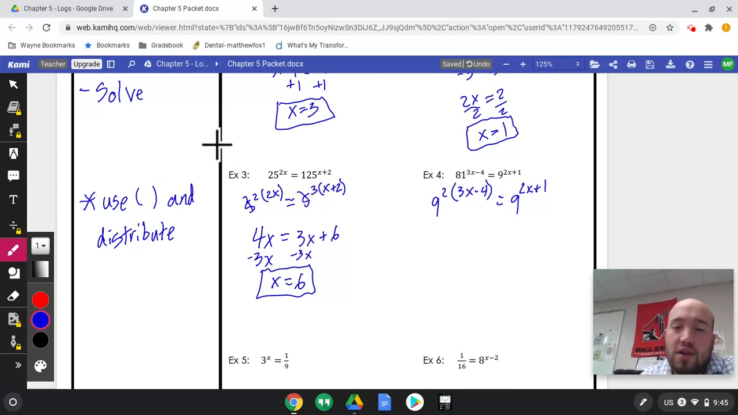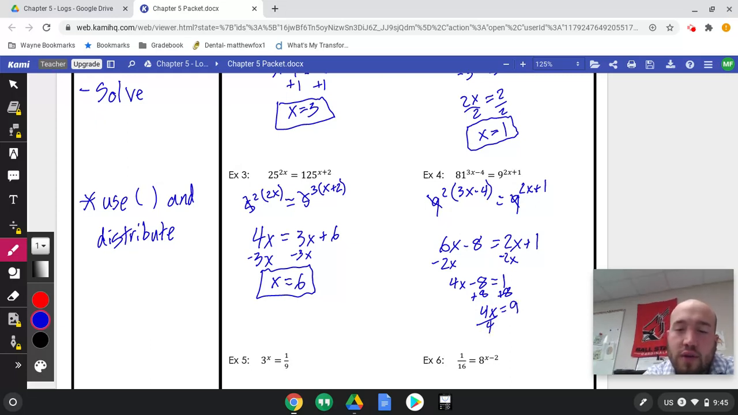So distribute that 2 in, because our 9s are going to cancel, and we're left with 6x minus 8 equals 2x plus 1. Subtract the 2x. 4x minus 8 equals 1. We add 8. 4x will equal 9, and then divide by 4.